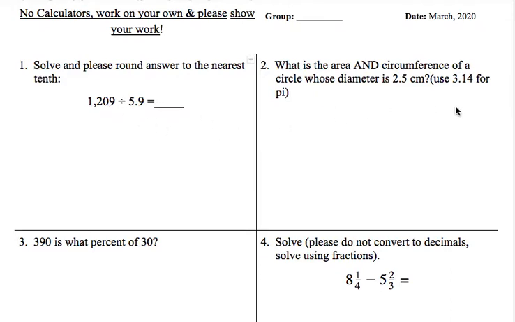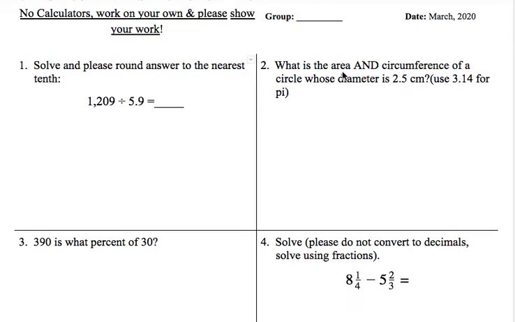Number two is a circumference and area problem for circles. So you have to remember how to find the area and circumference when you're given certain information like the diameter or the radius. In this case, we're given the diameter, which is 2.5 centimeters. If you multiply the diameter by pi, you get the circumference. So that's the easy part. Just multiply this by this, and that will be the circumference of the circle.